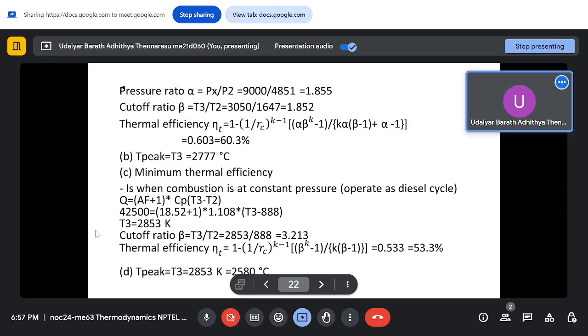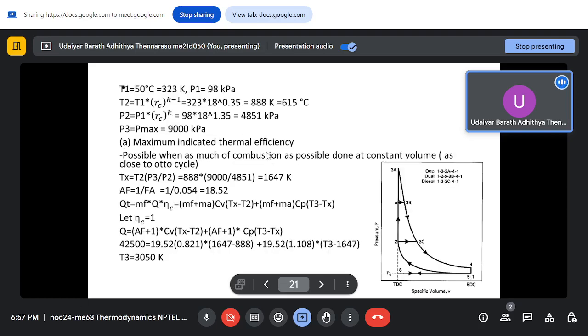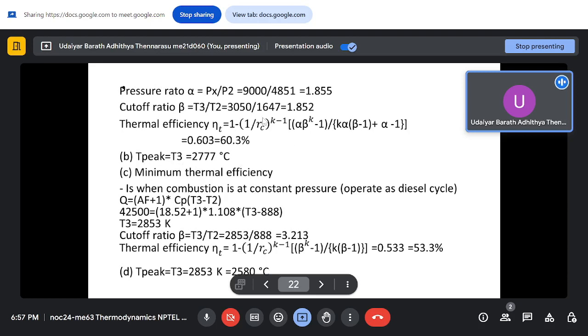So if you didn't have that 9000 kilopascal limiting pressure, you would have an Otto cycle, which would be more efficient and greater than 60%. So in this case, your diesel cycle efficiency is 53.3% and your peak temperature is 2853 minus 273, which is 2580 degrees Celsius.